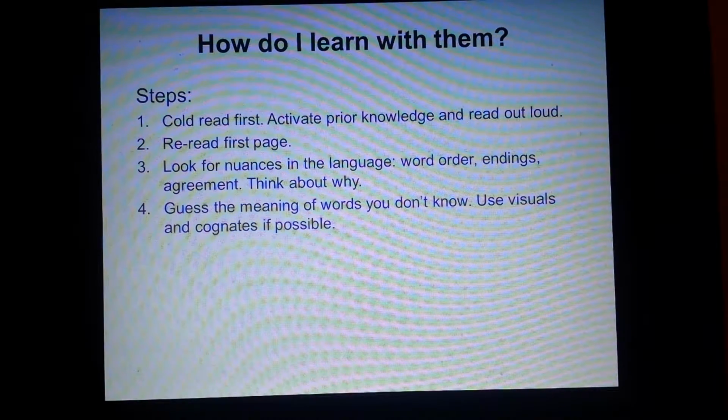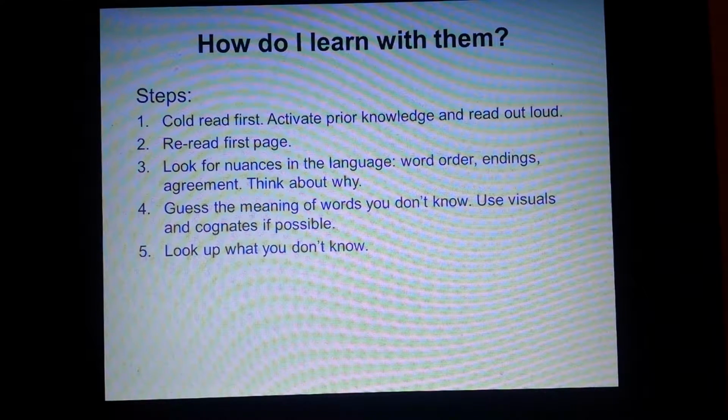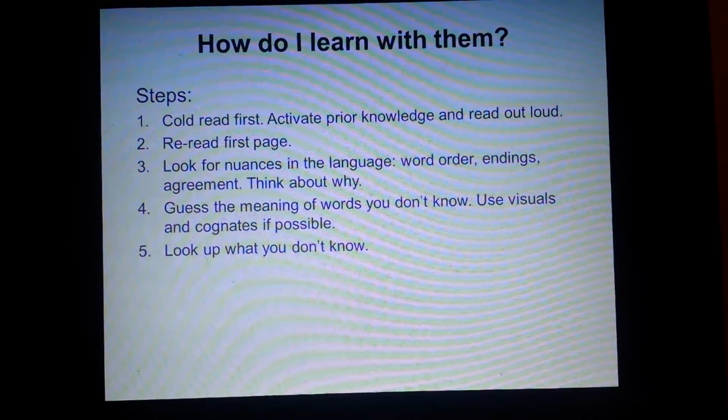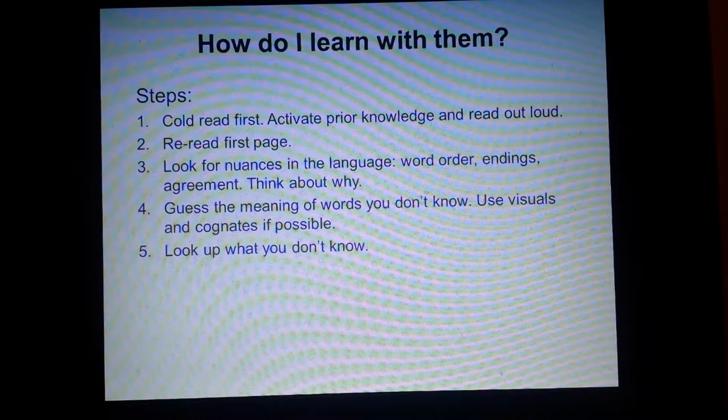Guess the meaning of words you don't know. Try to use the visuals and cognates to support your understanding. Look up what you don't know. So once you've determined what you do understand, make sure you take time and figure out what you don't and look those up. Google Translate isn't necessarily the worst, but it's really not the best either. So I try to stick with phrases or with websites such as WordReference.